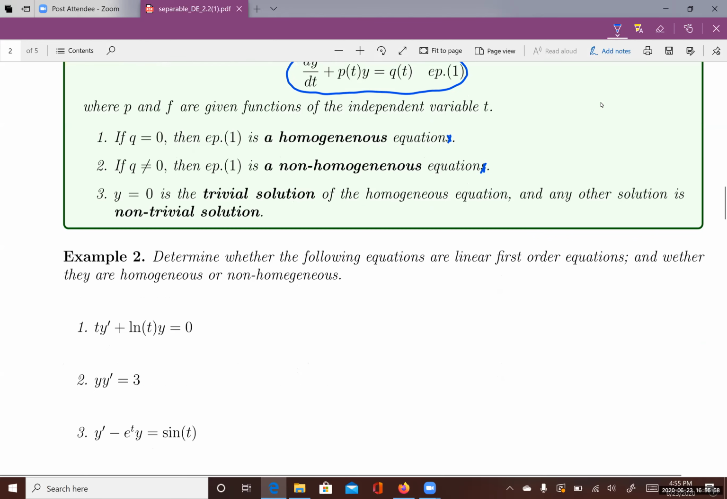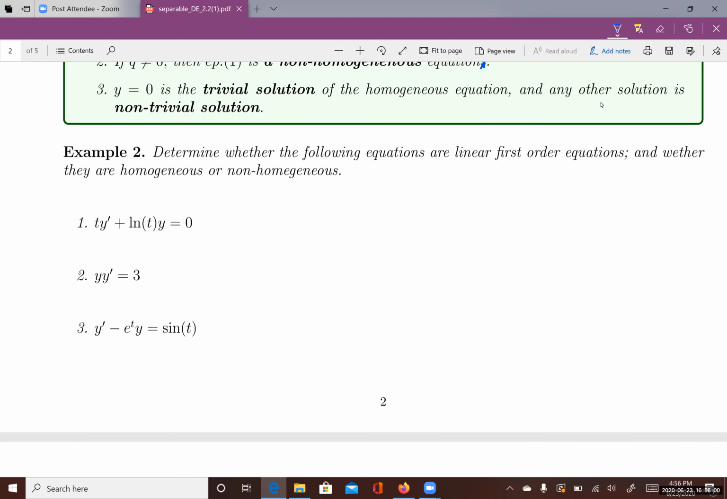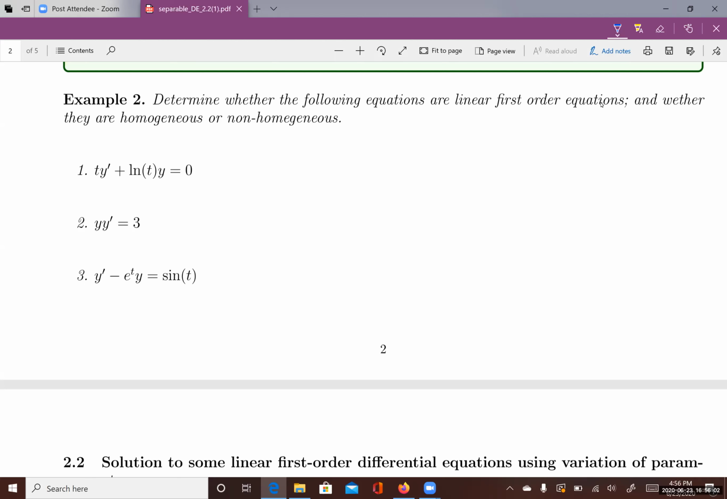Well, first we want to make sure that we can identify whether a differential equation is linear first order, and whether it is a homogeneous or non-homogeneous equation. All right, let's look at the first equation here. You have an equation t times y prime plus ln(t) y equals 0, right?